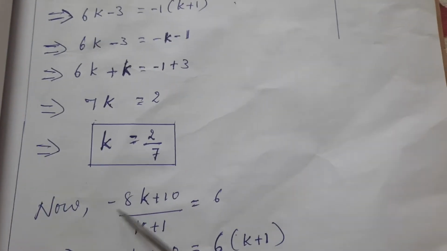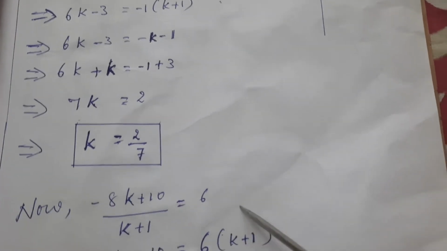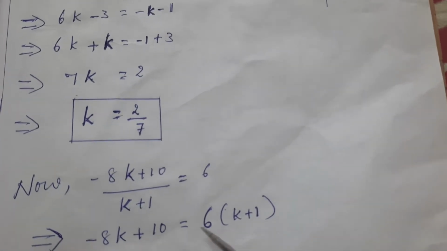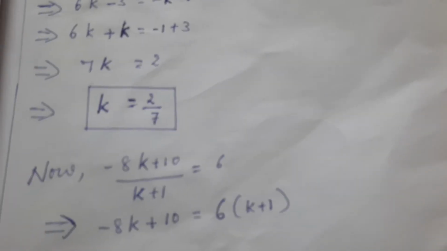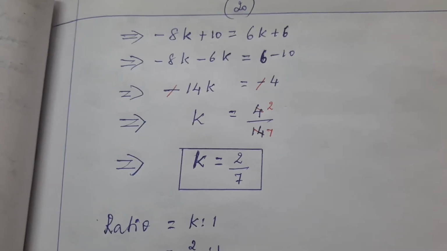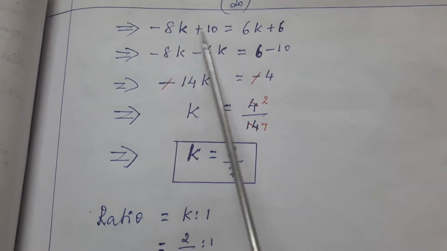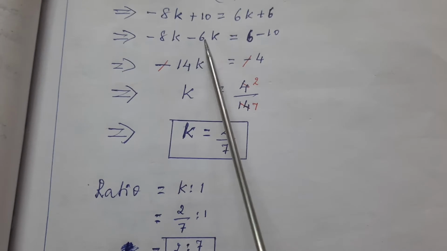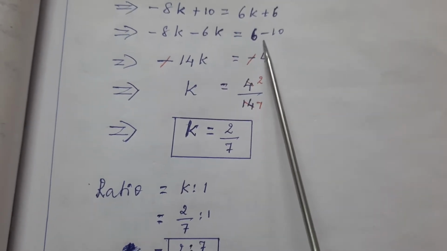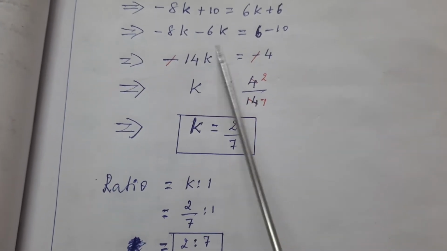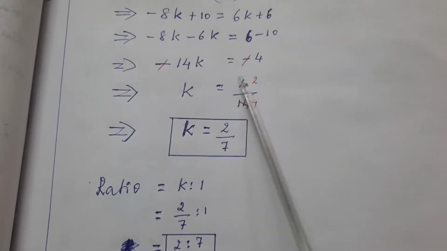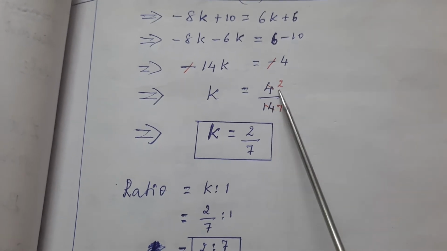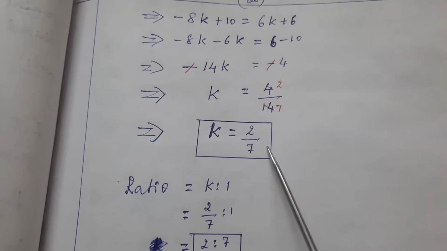So now (-8k plus 10) by (k plus 1) is equal to 6. This implies -8k plus 10 is equal to 6 into (k plus 1). Now you have to open the bracket. When you open the bracket, you get -8k plus 10 is equal to 6k plus 6. So -8k minus 6k is equal to 6 minus 10. So -14k is equal to -4. So k is equal to 4 by 14. When I divide by 2, I get 2 by 7. So k is equal to 2 by 7.